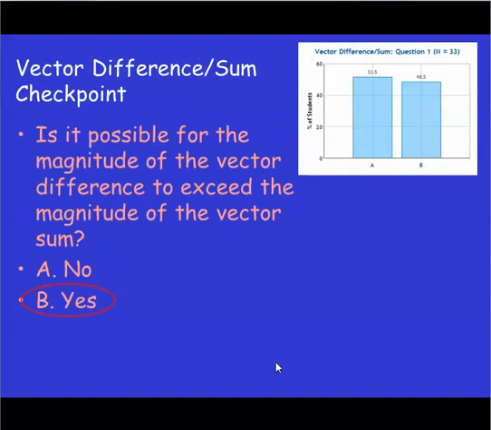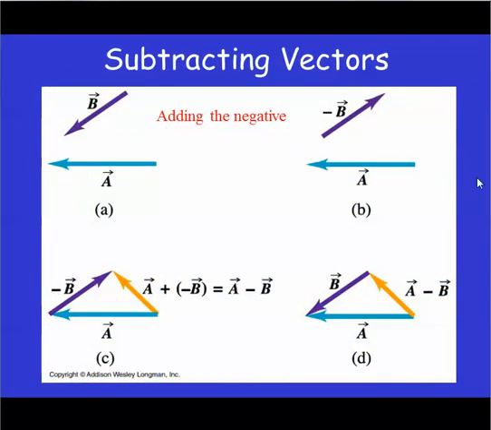Okay, this was a checkpoint. Is it possible for the magnitude of the vector difference to exceed the magnitude of the vector sum? Slightly over half of you said no, it's not possible. But actually it is possible. So let's try to look at that.